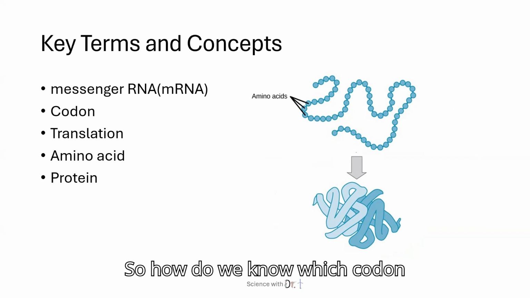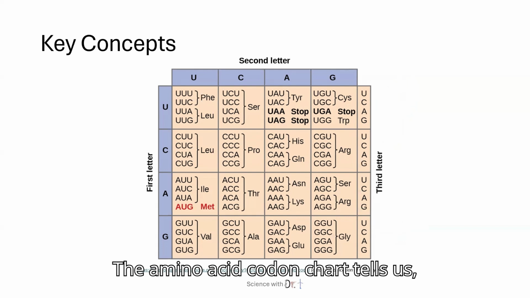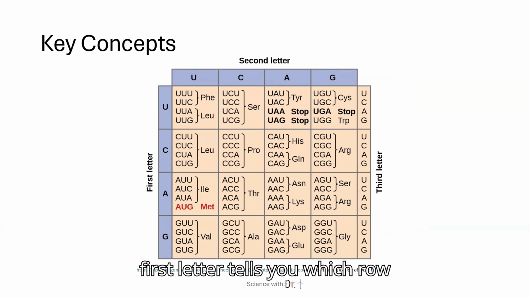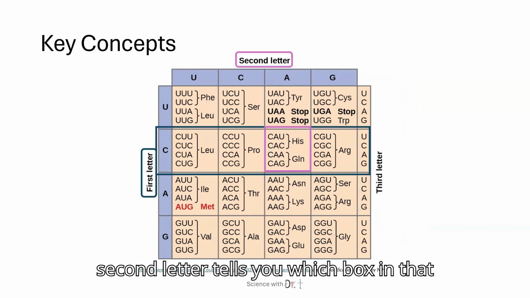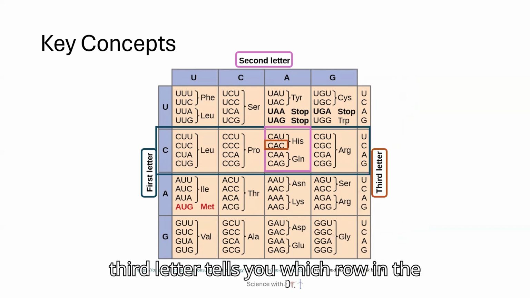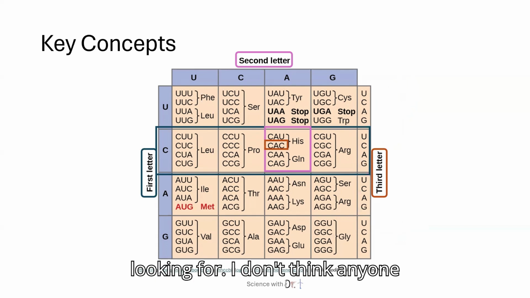So how do we know which codon codes for which amino acid? The amino acid codon chart tells us. Codons are made of three letters. The first letter tells you which row in the chart you should look in. The second letter tells you which box in that row to focus on. And the third letter tells you which row in the box you will find the codon you're looking for.